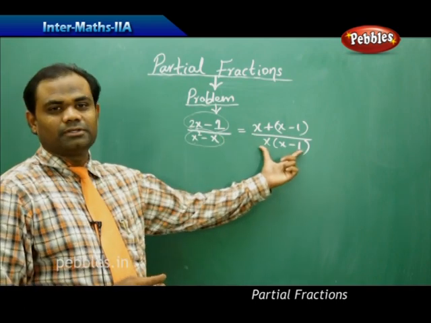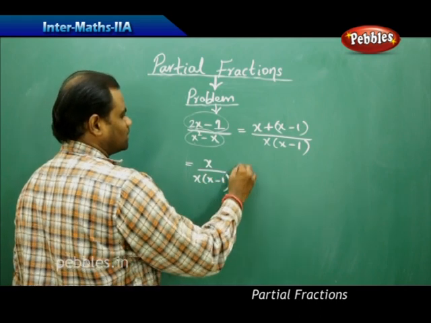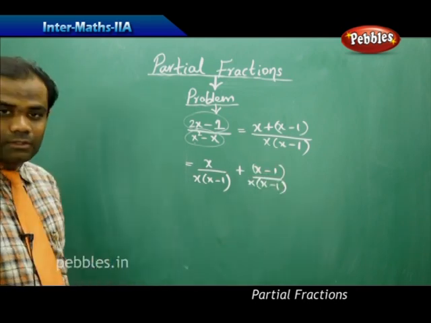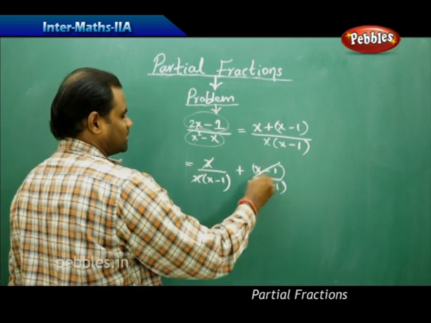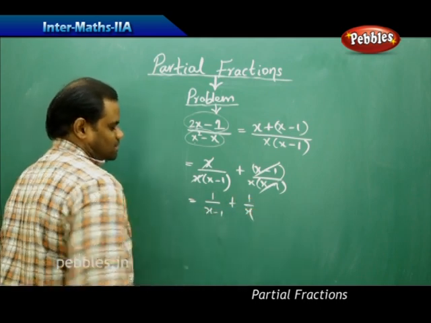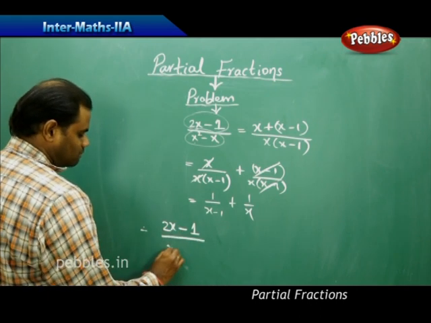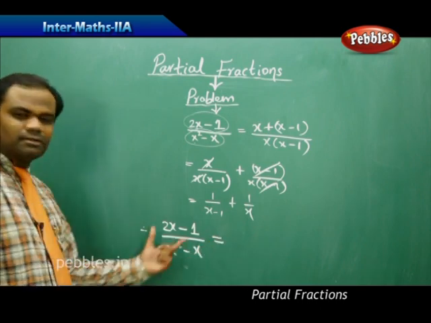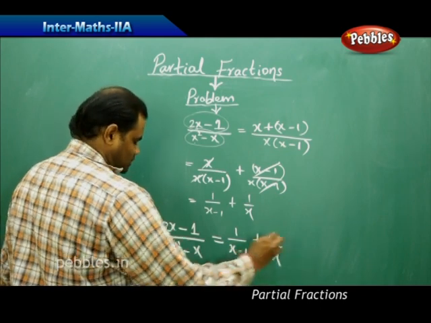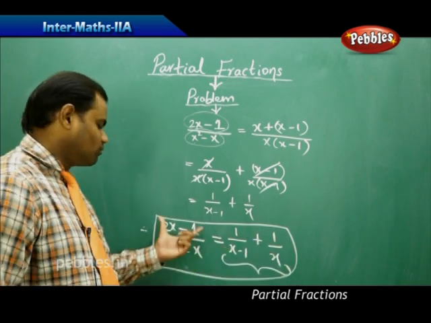So the same equation can be written in this form, so that when I split as the sum, I get x by x times x minus 1 plus x minus 1 by x times x minus 1. So assuming x is not equal to 0 and x is not equal to 1, this cancels, and I get 1 by x minus 1 plus 1 by x. Therefore, the given expression 2x minus 1 by x squared minus x can be written as the sum of two proper fractions, that is 1 by x minus 1 plus 1 by x.